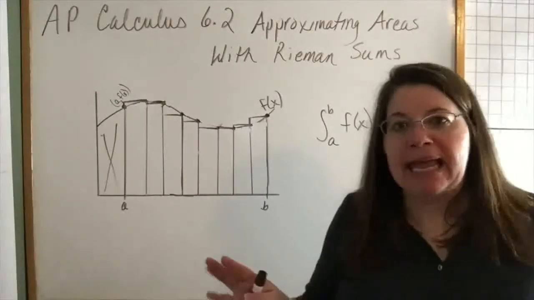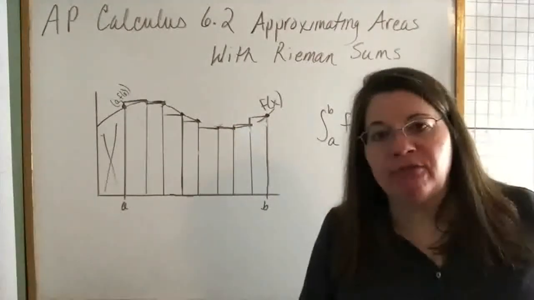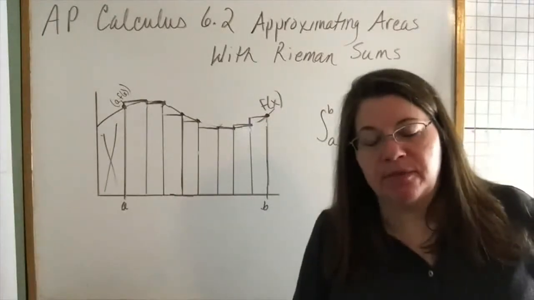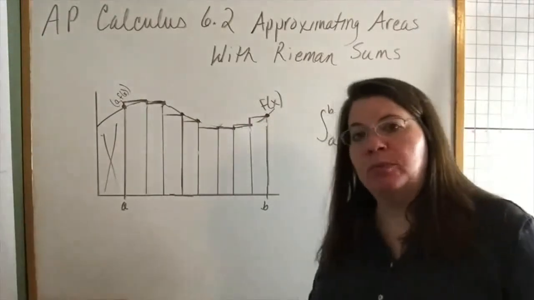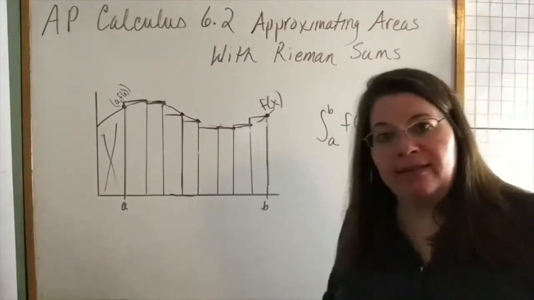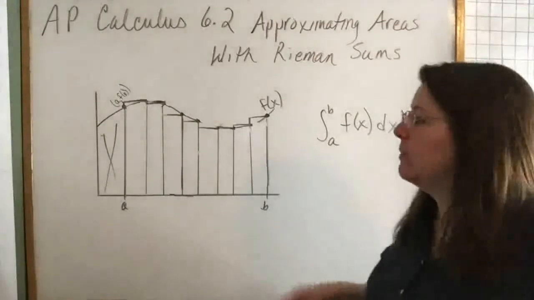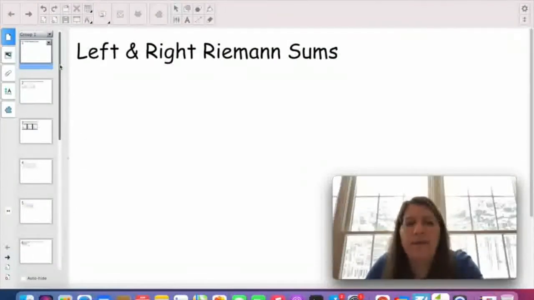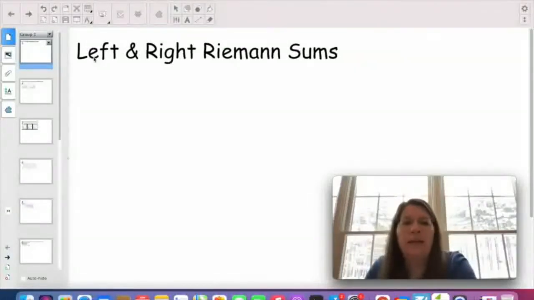So for today, we're just doing left Riemann sums. In the next lesson, we'll do right Riemann sums. In the next lesson, we'll do midpoint rule, and in the following lesson after that, the trapezoid rule, and all of them are very similar. So the first thing we need to understand about left and right Riemann sums is how to draw them, or how they look in the graphs.